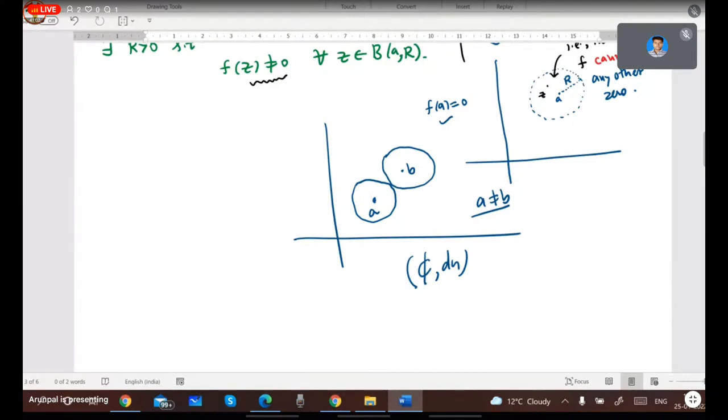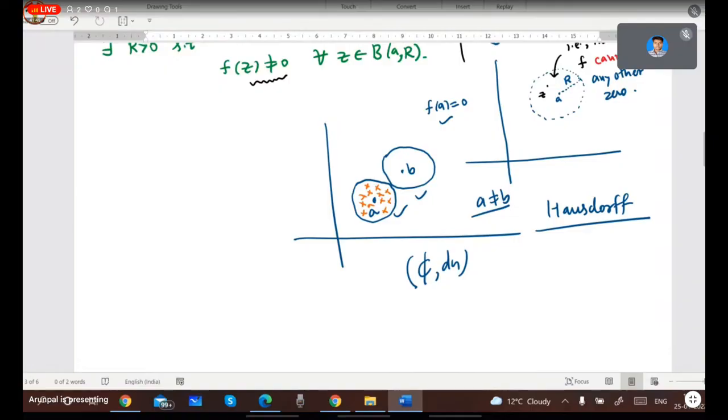Yes. Two distinct points in a metric space can always be separated. In topology, you will read this concept by the name of Hausdorff. Every metric space is a Hausdorff space. Point separation property, is this okay? So any other zero of f will be at some distance from A. And if at some distance, then certainly you can have this. It means inside this ball, there will be no zero other than A, right? This is exactly what this result is saying.